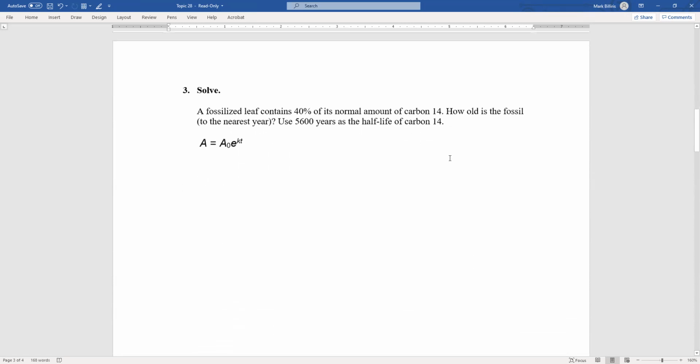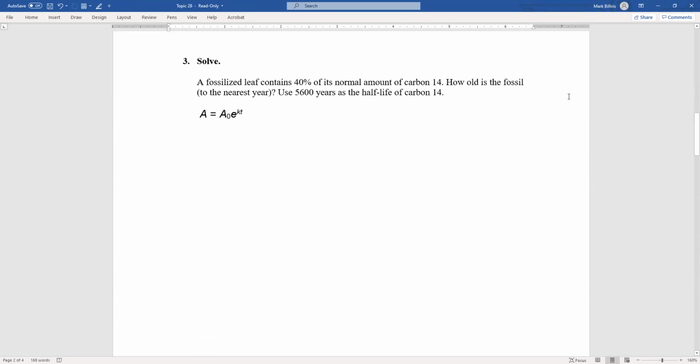Our next problem is a multi-step problem. Here we have a fossilized leaf that contains 40% of its normal amount of carbon-14. How old is the fossil to the nearest year? Use 5,600 years as the half-life of carbon.